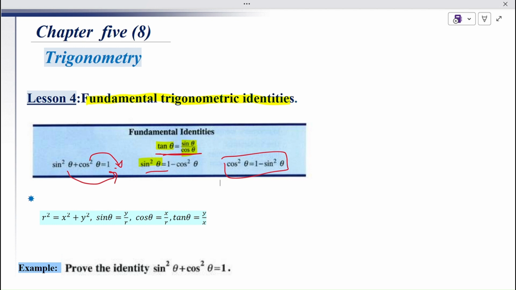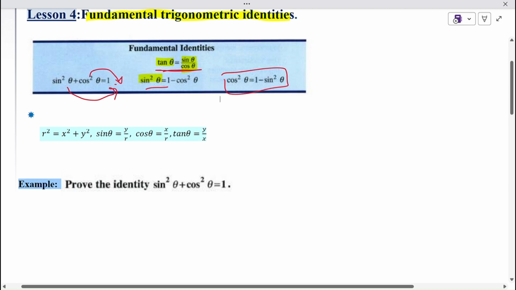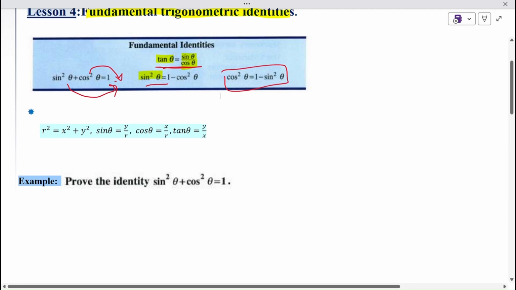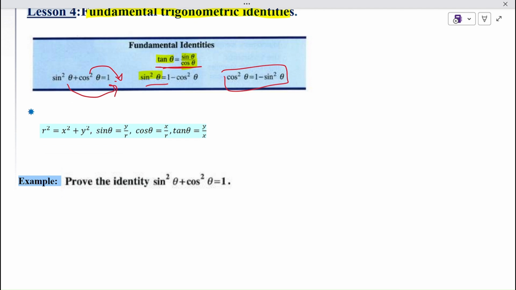Now, what about this rule? Guys, you have learned this rule in the previous lessons. r squared, this is Pythagoras' rule, you know this. And you know sine theta is equal to y over r, and cosine theta is equal to x over r. Tan theta is equal to y over x. You know all of this. Now, let's solve these examples about it. Guys, we need these fundamental identities and these rules.